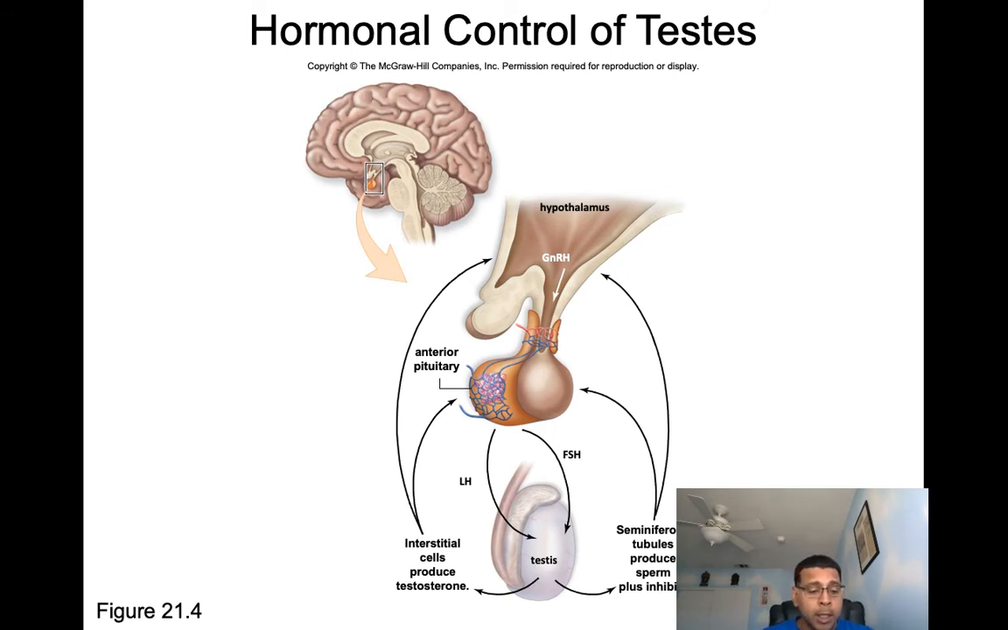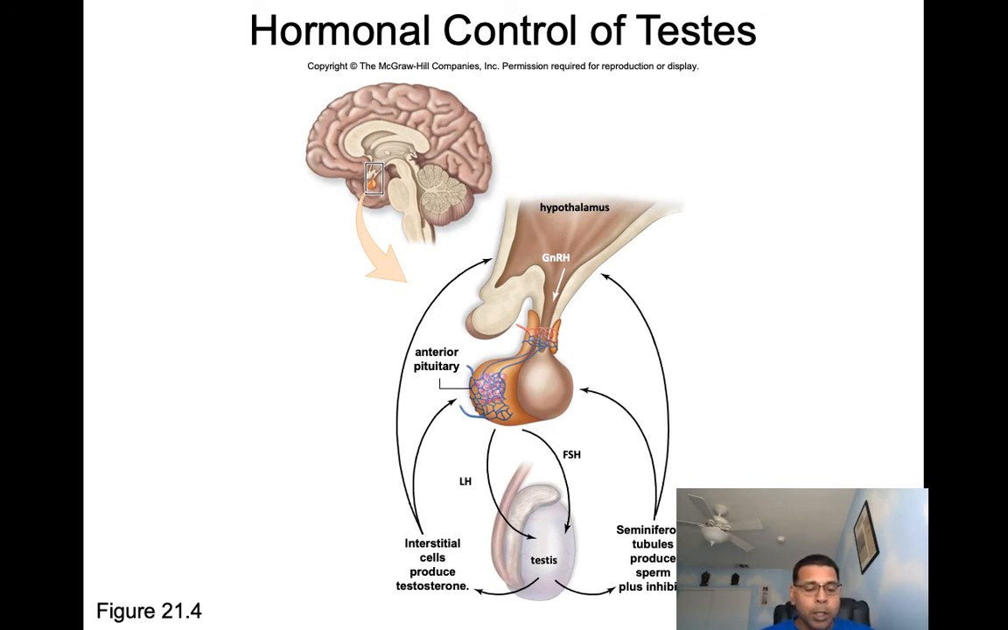Now in males, FSH is going to stimulate the production of sperm in the seminiferous tubules. Also released here is inhibin. Inhibin is going to inhibit, just like its name says, further FSH synthesis. LH, or luteinizing hormone in males, is going to control the production of testosterone by the interstitial cells.